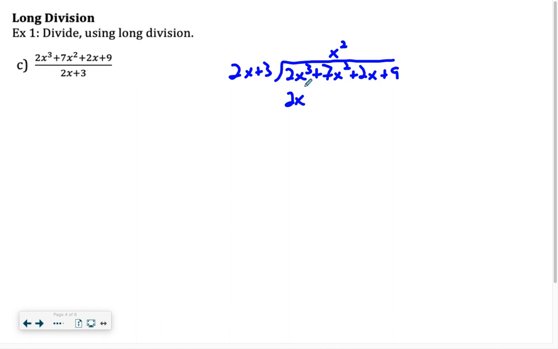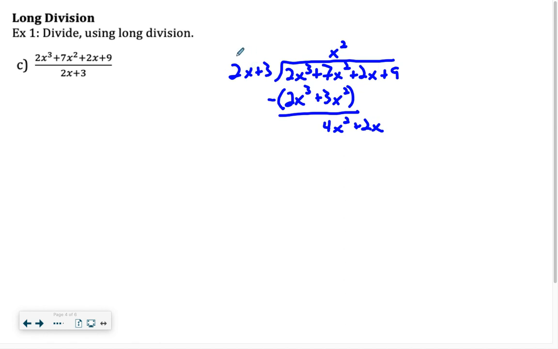X squared times 2x would be 2x cubed. X squared times 3 would be 3x squared. And subtract. So these cancel. 7x squared minus 3x squared would be 4x squared. Then bring the next term straight down.